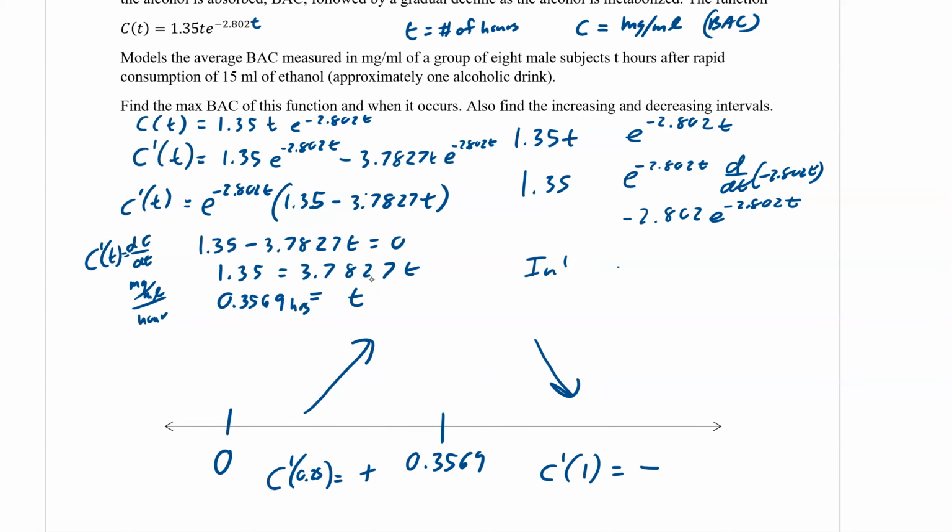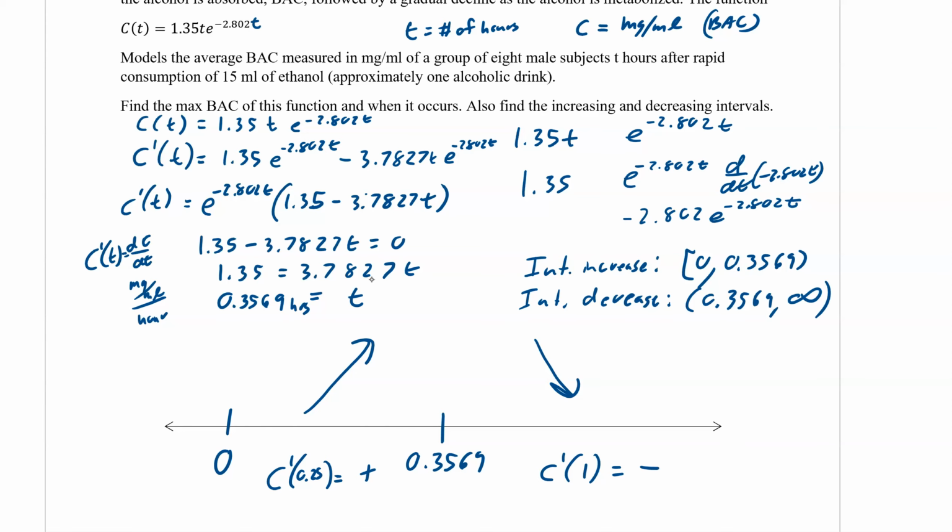So the interval of increase, which is what it asks for, would be from 0 to 0.3569, and you can use parentheses on both if you want. The interval of decrease then would be from 0.3569 to infinity, well, to whenever it completely removes itself from the body.